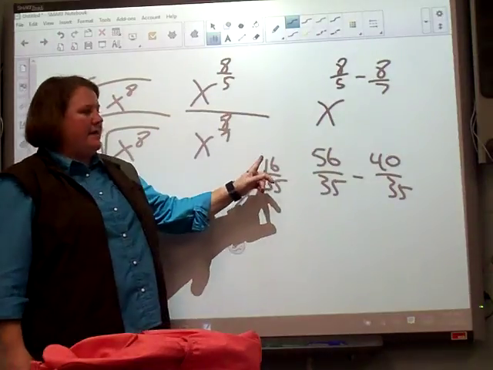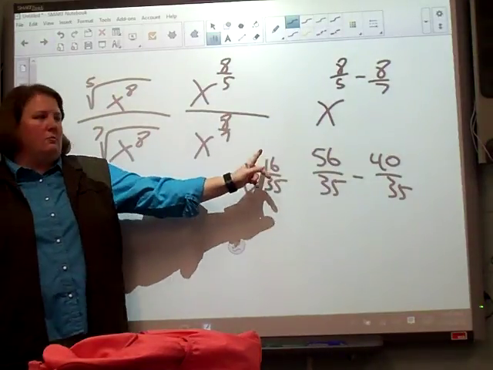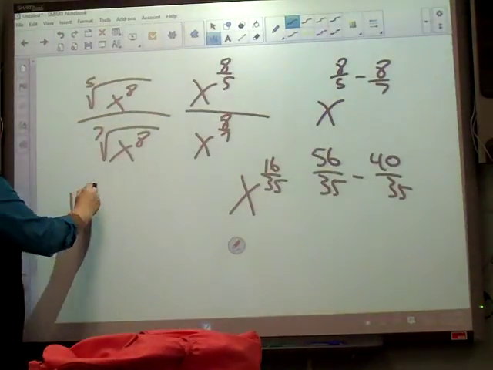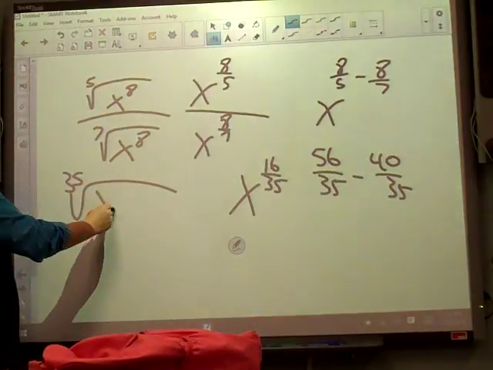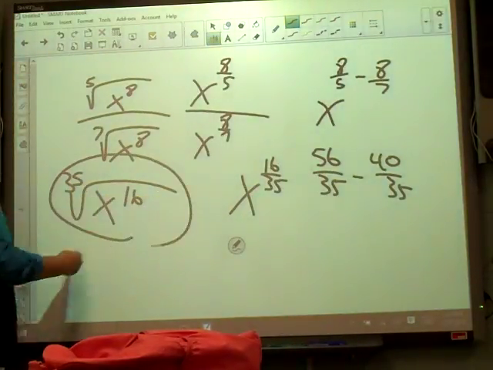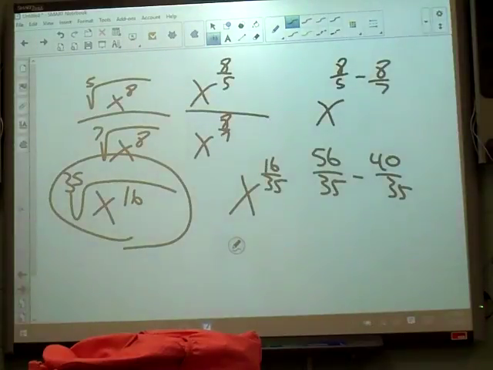So now I got to take that and do power over root with that. Power over root, that's the 35th root of x to the 16th. Shazam!